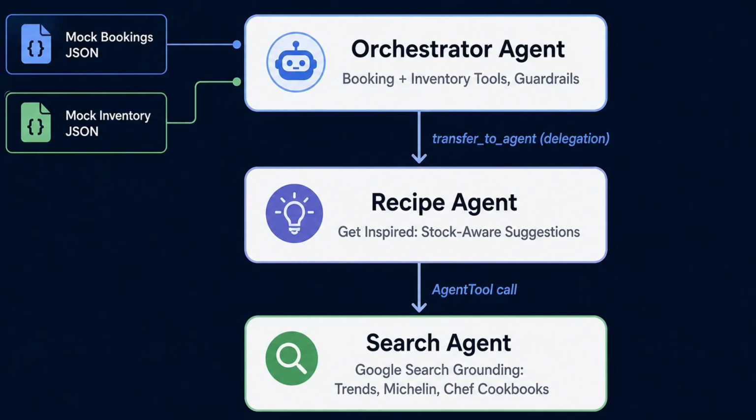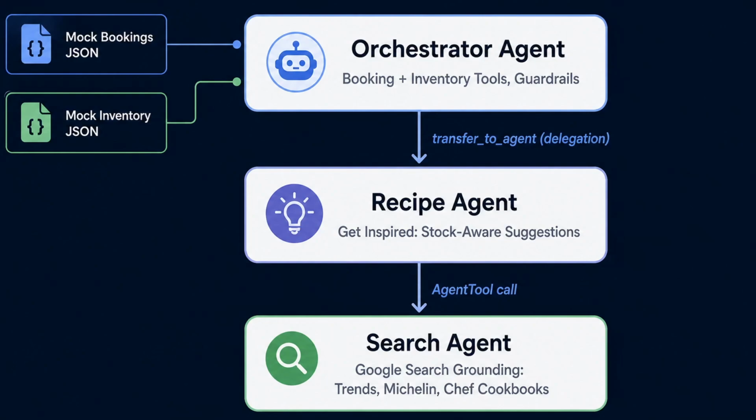So here we are looking at the system architecture overview. The system has three agents: an orchestrator agent that handles bookings and inventory and enforces hard capacity rules in the code, and not just an AI's judgment.